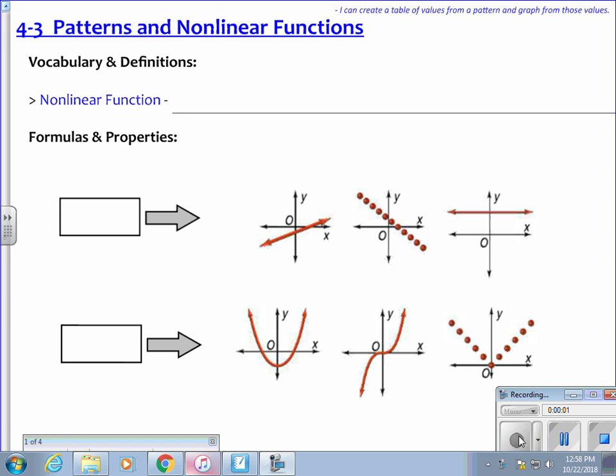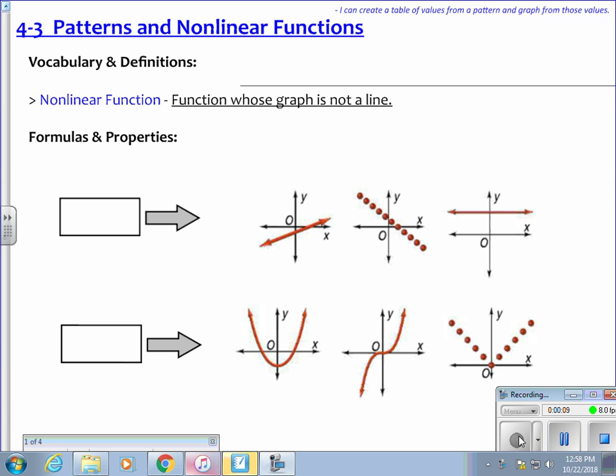Dealing with patterns and non-linear functions today. So you're going to have functions that are linear and non-linear. Remember, straight line linear functions are ones that give you straight lines. So that means a non-linear function is a function whose graph is not a straight line, which actually is most. In Algebra 1, in Algebra, we do a lot of straight line stuff, but you also start doing a lot of non-straight line, a lot of non-linear equations.